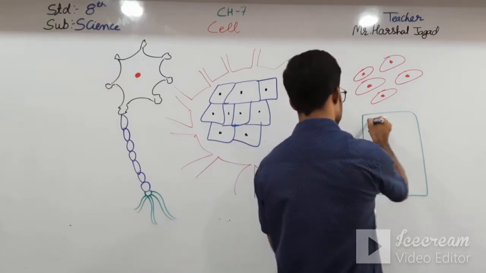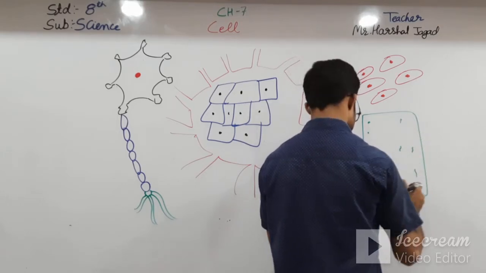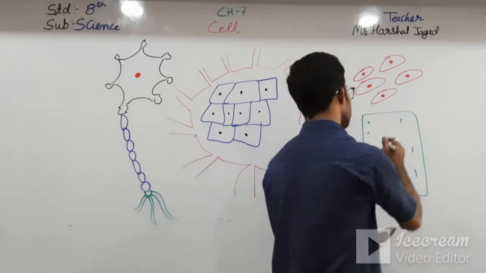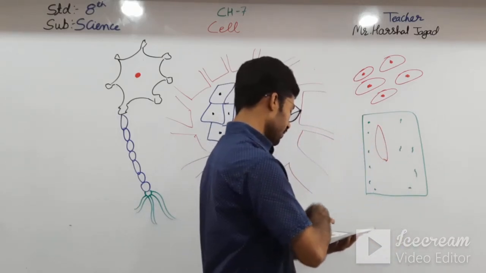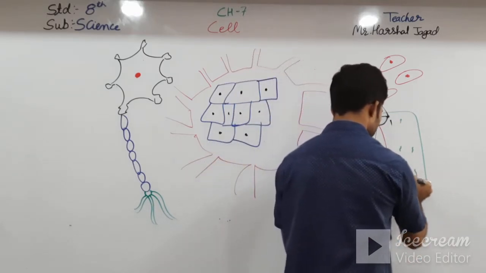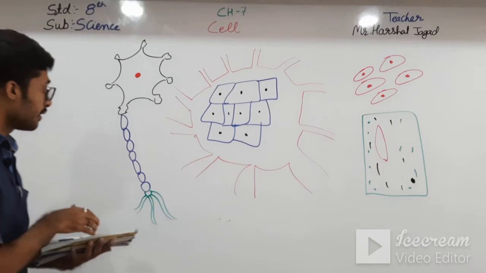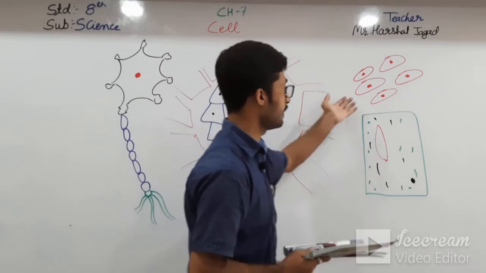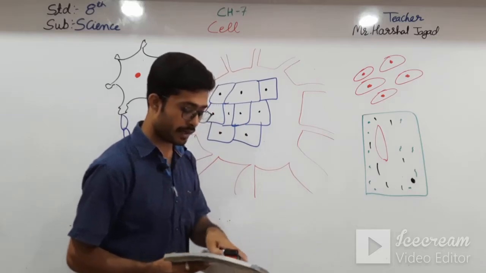This is a plant cell shape. In between there are some dots, some organelles in it, and in between there is a nucleus. Some lines are given and a big dot is given over here. So these are the types of cells. The first is the nerve cell, second is the skin cell, third is the red blood cell, and this is the plant cell.